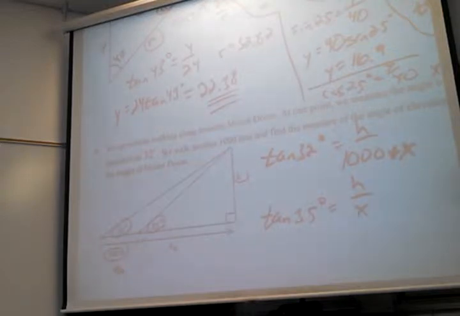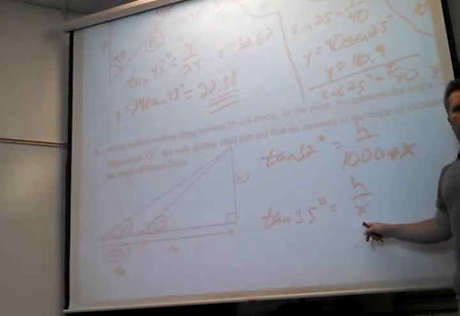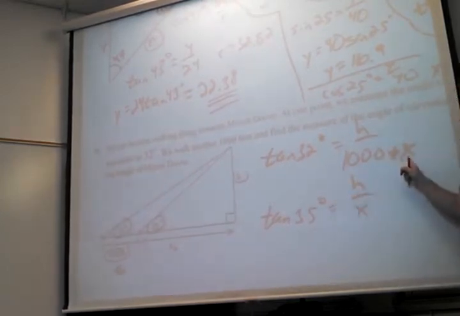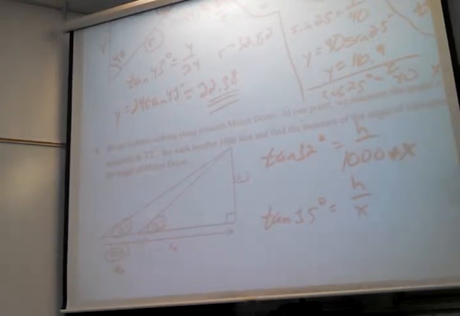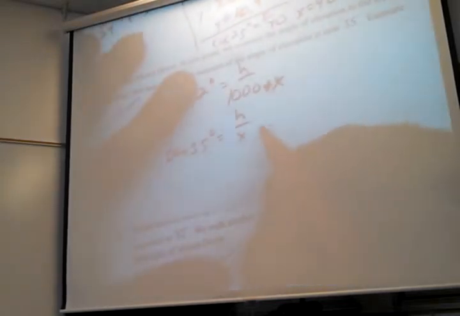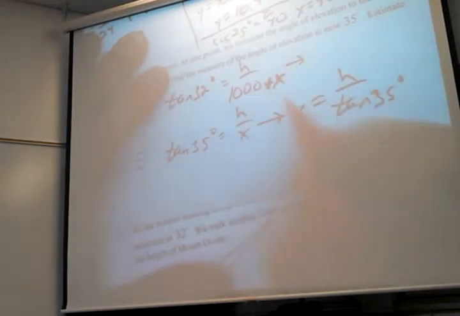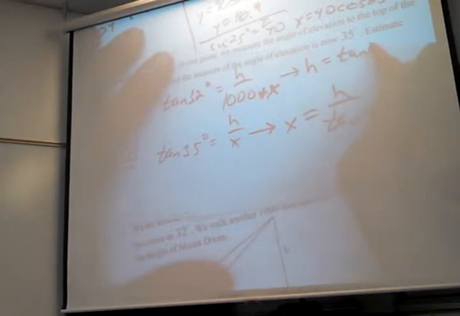I highly recommend you solve each of these a little bit. At least multiply this up. Now, this one you can solve for x all the way. But you don't want to solve for x and throw it in here, because then you have fractions inside fractions. It just looks horrible. Let me give myself a little more room here. So if I solve this one for x, I get x equals h over tangent 35. If I multiply this bottom up on this one here, I'll get h equals tangent 32 times 1,000 plus x.